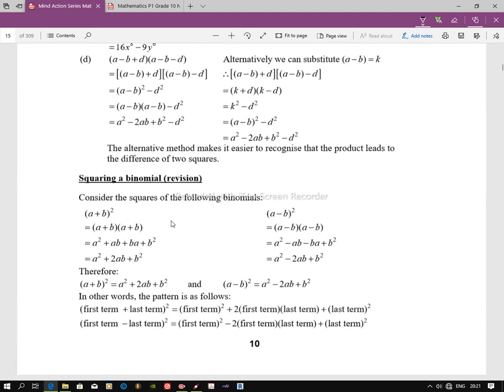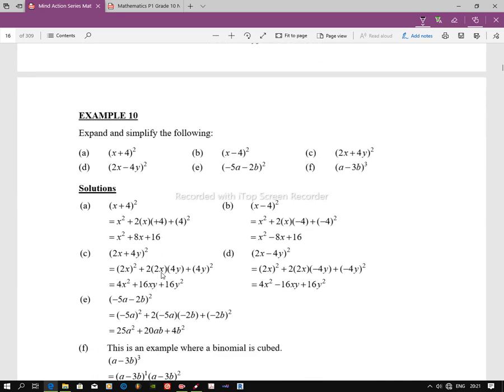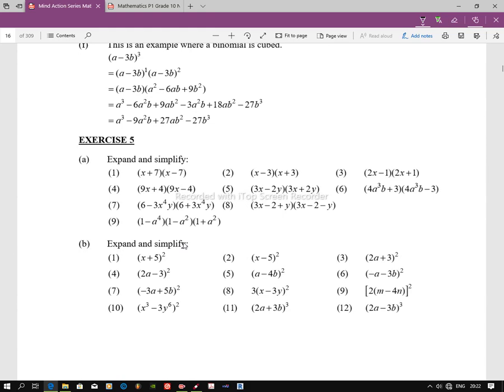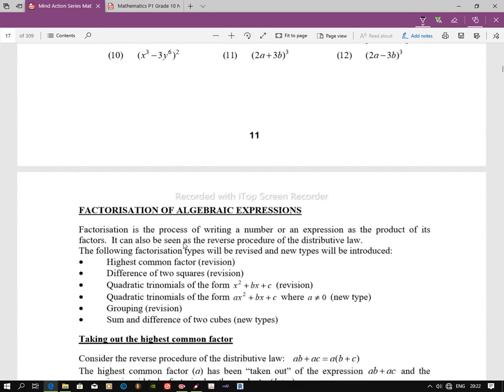On the previous examples that I did, I believe that you did manage to see the squaring of a binomial, where a plus b squared, you can simply expand to a plus b in brackets times a plus b in brackets. Then you simplify, and you will reach your final answer there. You understand? So here is what we did there. They were just showing you how to expand and simplify again. So all you have to do is to understand the concept.